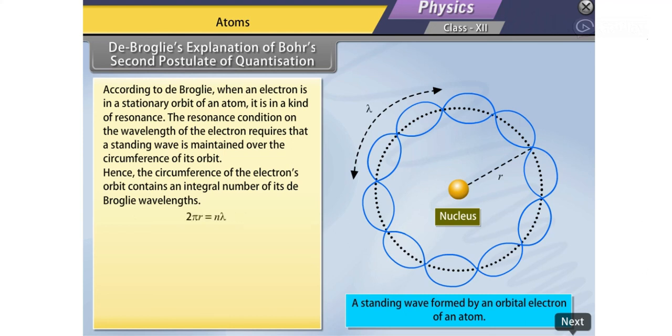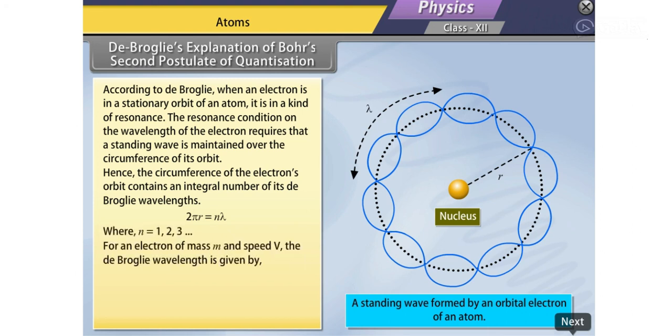2 pi r equals n lambda, where n is equal to 1, 2, 3, and so on. For an electron of mass m and speed v, the de Broglie wavelength is given by h upon mv. This may be written as mvr equals nh upon 2 pi. This is the Bohr angular momentum quantization condition.